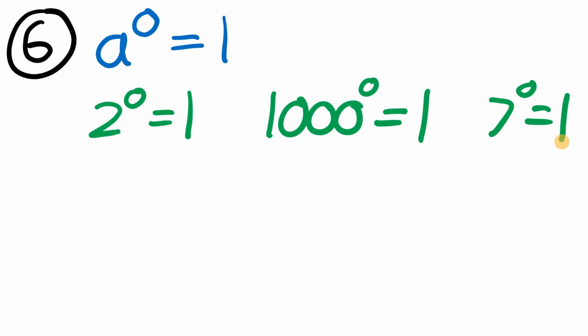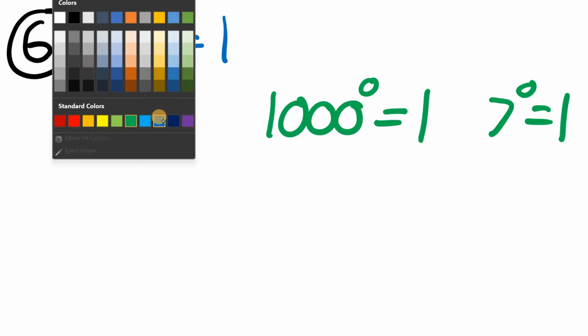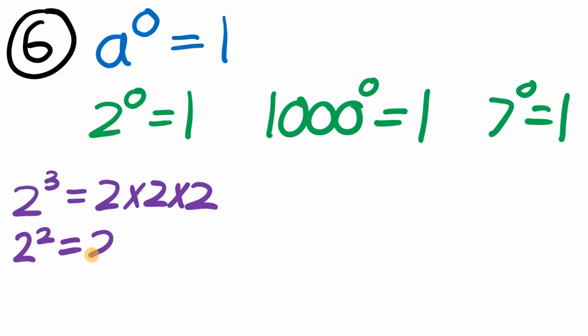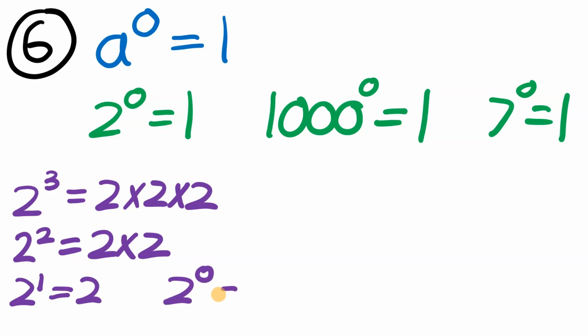Now, I remember when I started learning indices laws, I thought this was quite weird, because if you think about this, let's take, for example, 2 to the power of 3. There are 3 2's multiplied together, so 2 times 2 times 2, and 2 squared is 2 times 2, and then 2 to the power of 1 is 1 2. So you would naturally think that 2 to the power of 0 is kind of 0 2's, so therefore it would be equal to 0, but this isn't the case. 2 to the power of 0 is equal to 1. Anything to the power of 0 is equal to 1.